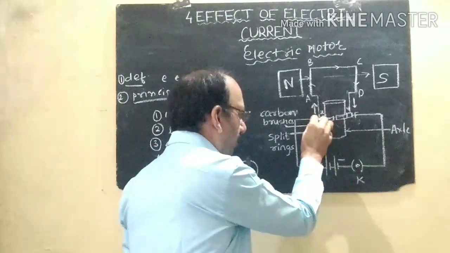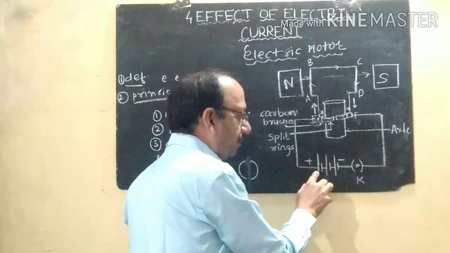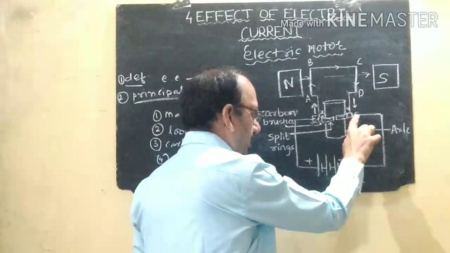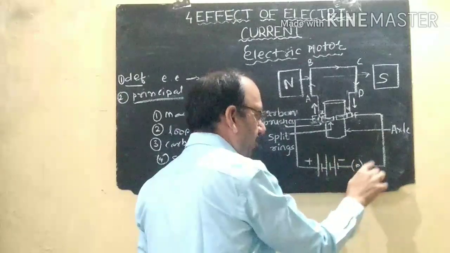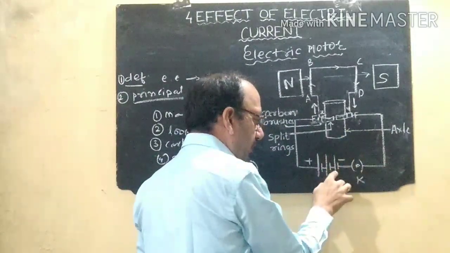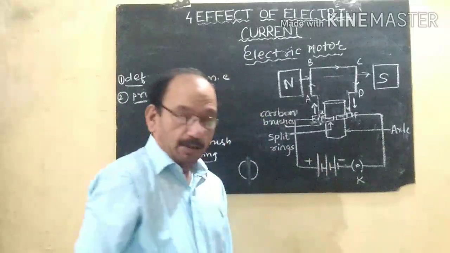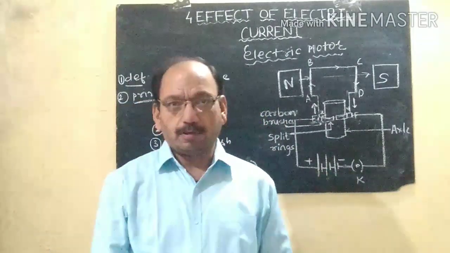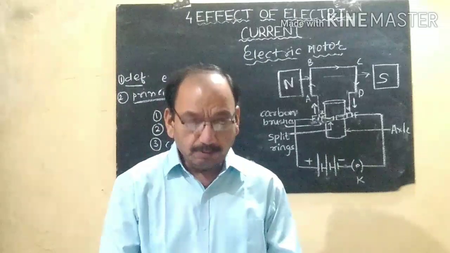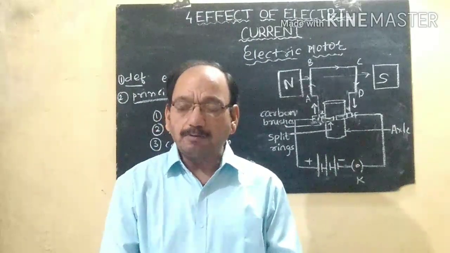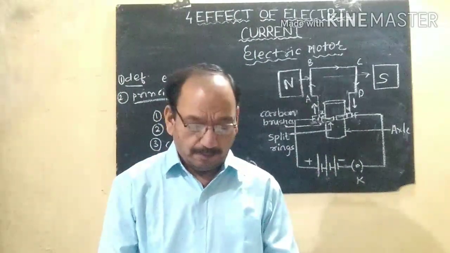This carbon brush E will be connected to the positive end, and this end of the connecting wire is connected to the other pole of the battery, that is negative. This is the construction of an electric motor. Now we are going to learn how this motor works.